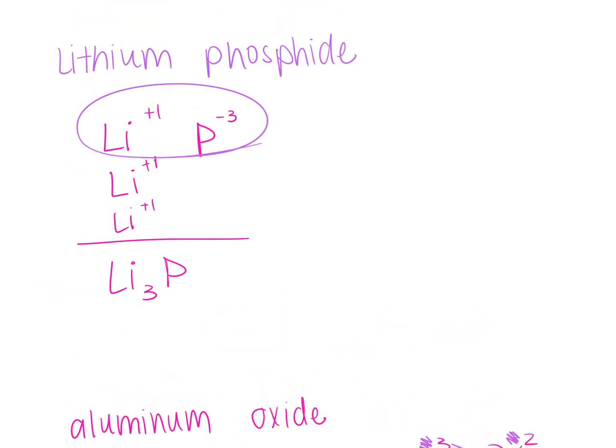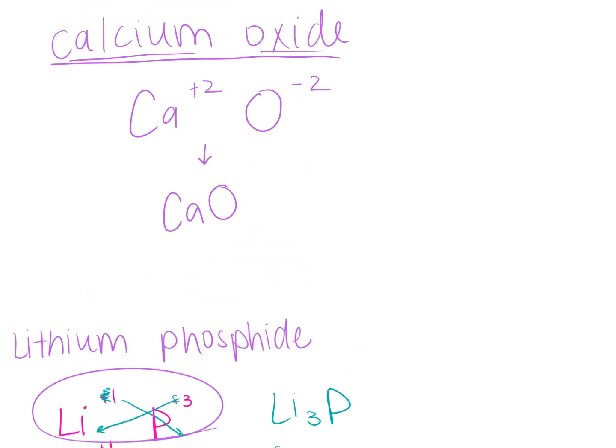So let's go back and look at some of the ones we already did. If we start with Li and P, I'm going to get rid of the plus and minus, bring the 1 down, bring the 3 down. That leaves me with Li3P1, but we don't have to write the 1. Isn't that exactly what we came up with? Yeah.